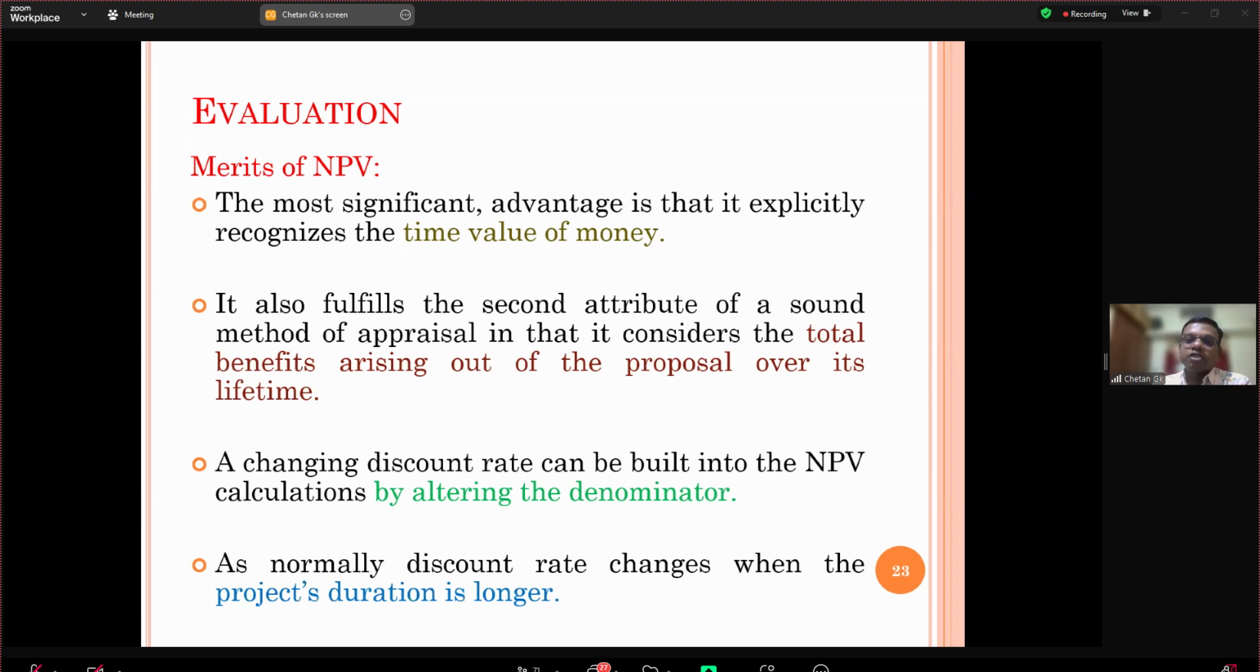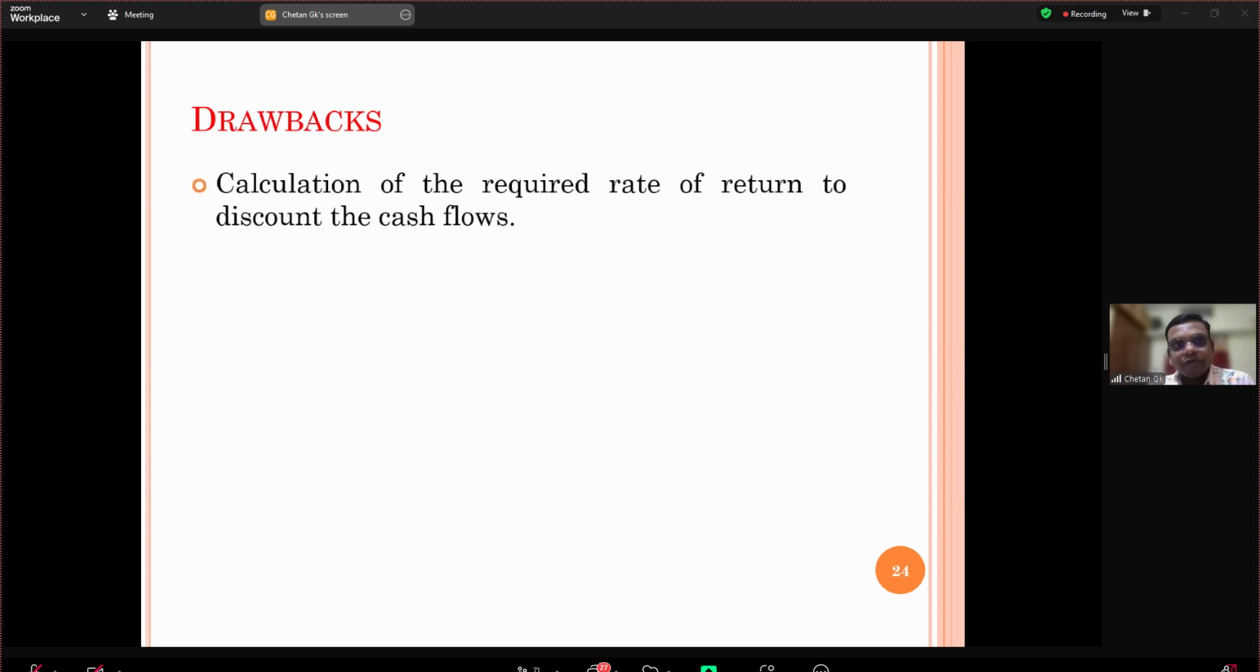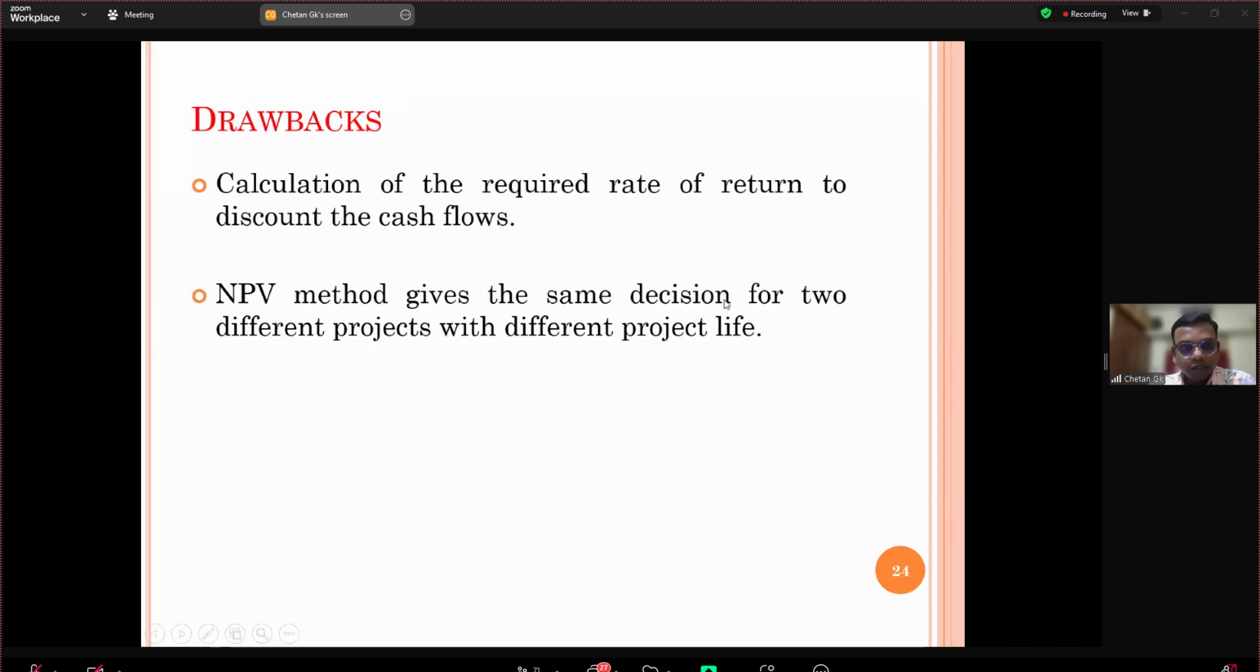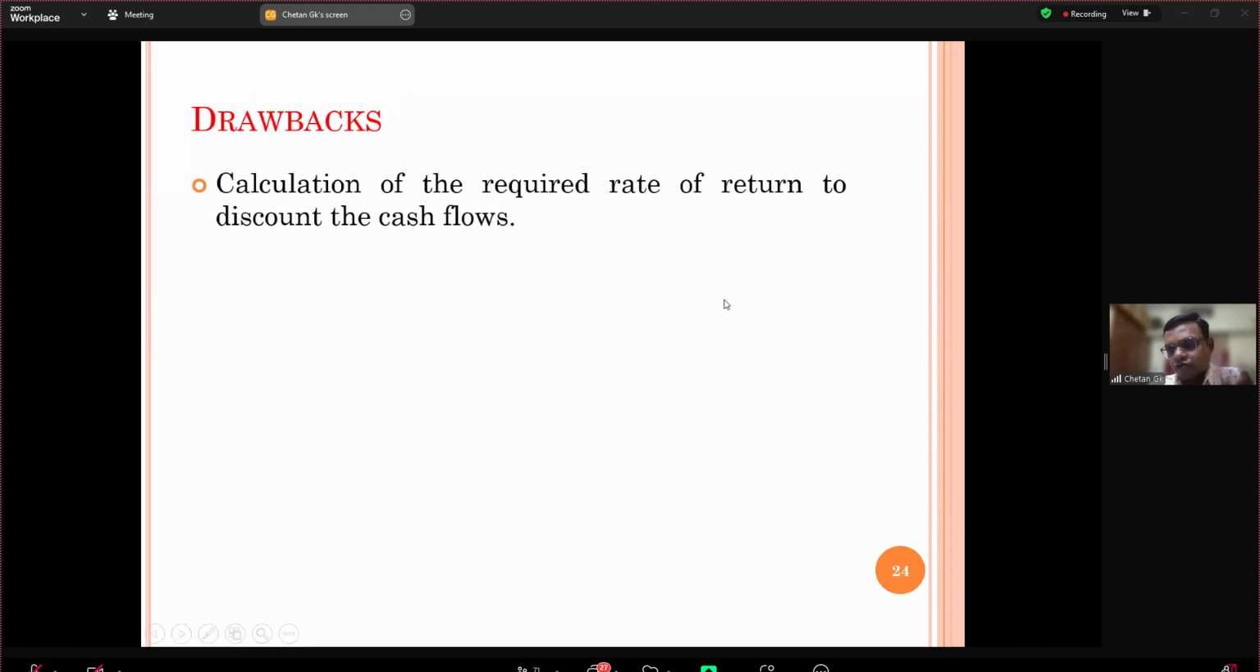Normally the discount rate changes when the project's duration is longer. Okay, because when the project duration is quite long, the discount rate tends to change. So what are the drawbacks of this NPV? It is the calculation of the required rate of return to discount the cash flows. So WACC should be computed. We can't really say that's a drawback, but that is really required actually.